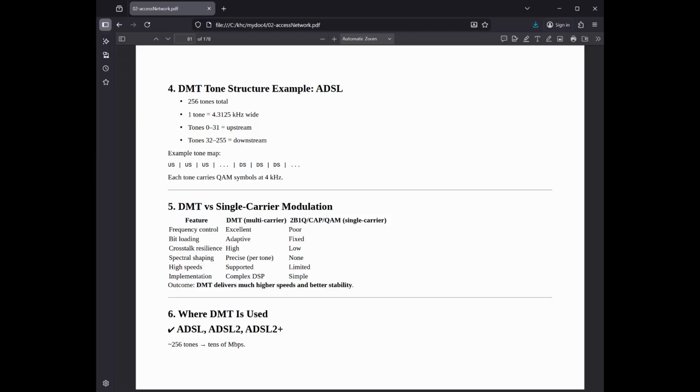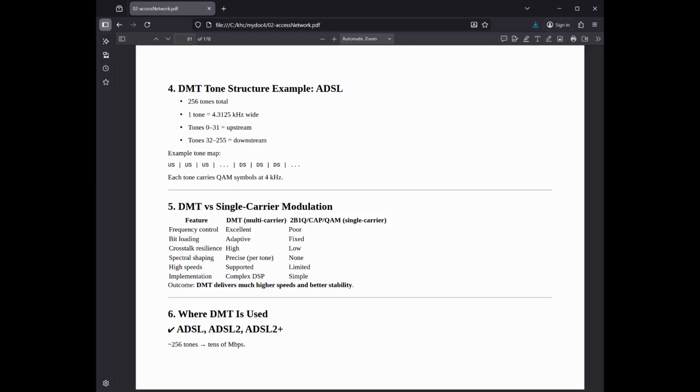The 256 tones are assigned specific roles to prevent interference between voice, uploads and downloads. Tones 0 to 5, 0 to 5 kHz: POTS, voice, reserved for traditional analog telephony. 6 kHz: guard band, a buffer to separate voice from data. Tones 7 to 31: upstream, upload, 25 tones used to send data from the user to the MSAN. 32 kHz: guard band, separates upstream from downstream. Tones 33 to 255: downstream, download, 223 tones used to receive data from the internet.